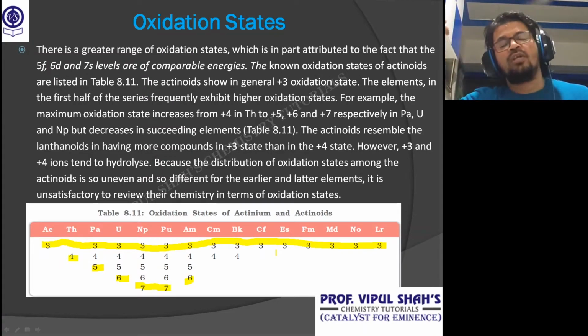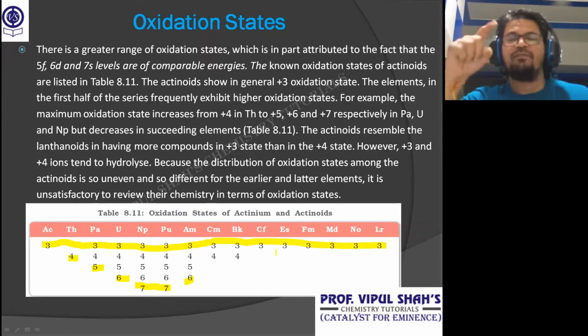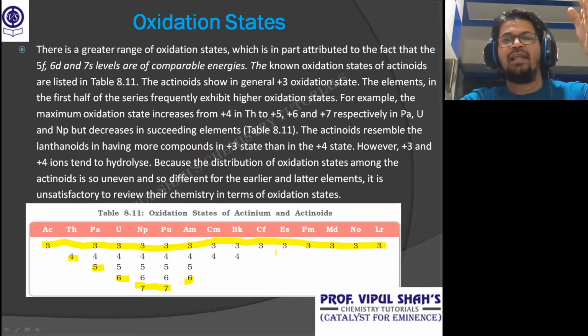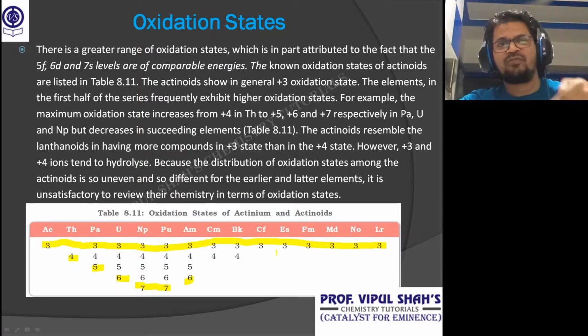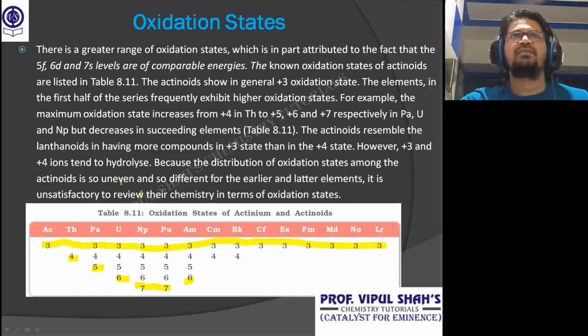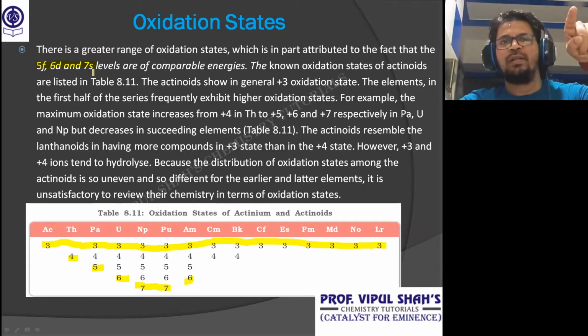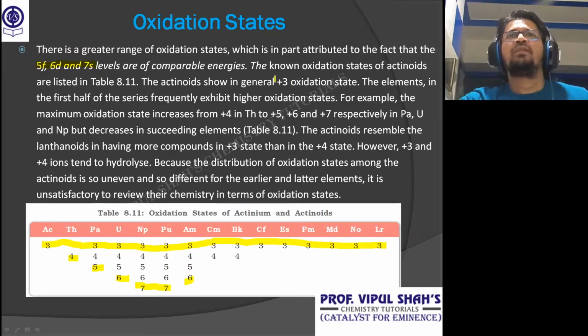Now see in lanthanides, the valence shells were 6, 5 and 4. Here it is 7, 6 and 5, so the electrons are being exchanged. Why? It is because of the comparable energies of 5f, 6d and 7s, that is outermost, penultimate and pre-penultimate. Then +3 is the common oxidation state that we have.